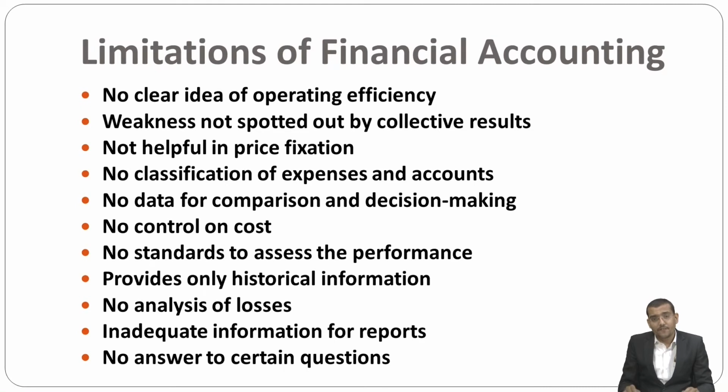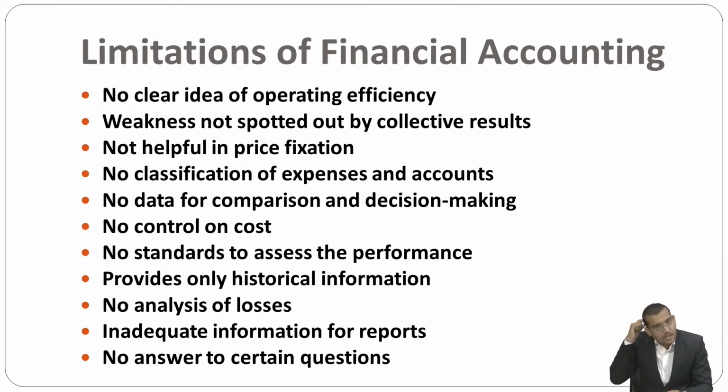Next is weaknesses not spotted out by collective results. That means, my dear friends, whatever weaknesses, omissions or mistakes there are in your financial accounting, they are not clearly spotted out. Then it is not helpful in price fixation. That's why you refer to another aspect of accountancy, cost accountancy. So the biggest limitation here is that you cannot fix the price according to financial accounting alone.